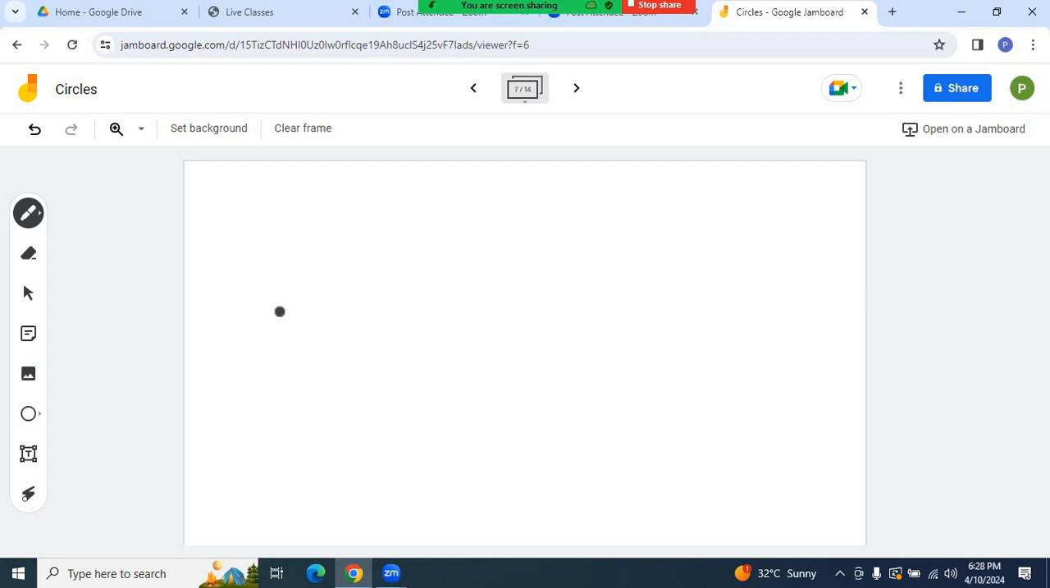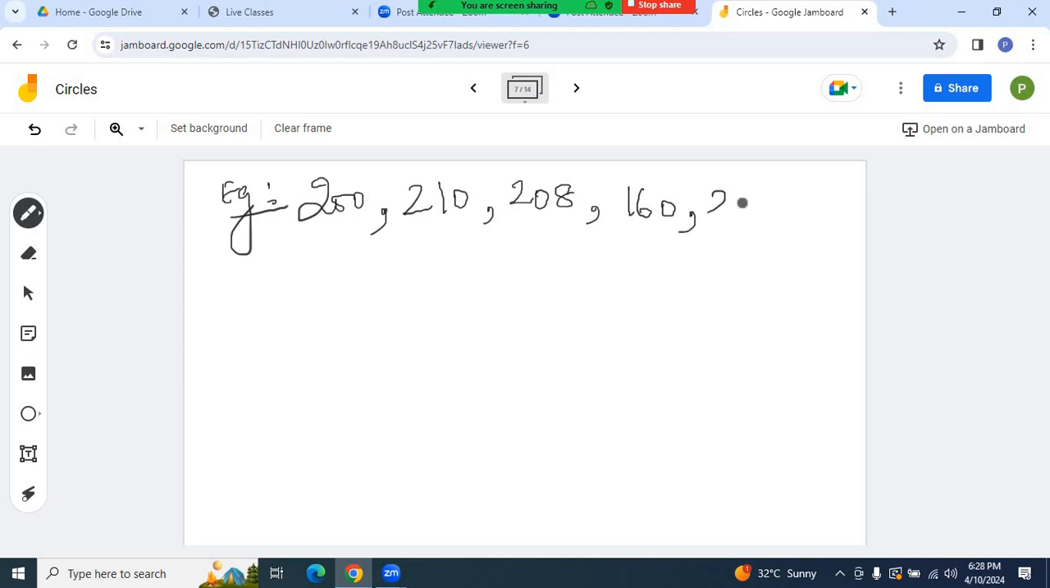from Monday to Saturday, 6 days, the prices of shares are, for example, Monday 200 rupees, Tuesday 210, then Wednesday 208, Thursday 160, Friday it becomes 220, and last Saturday it becomes 250. So can anyone tell me what will be the range? Very simple. Highest value minus lowest value. This is the easiest. Everyone can tell.